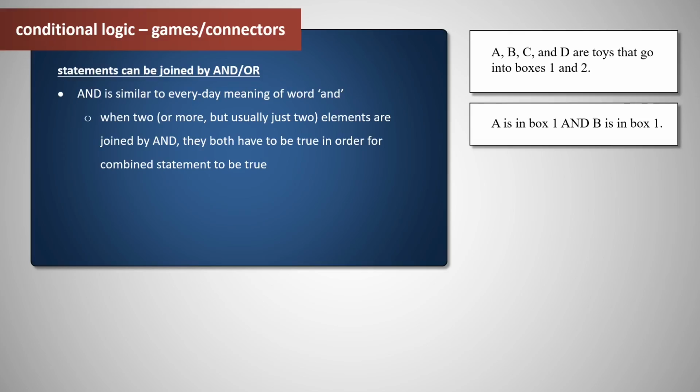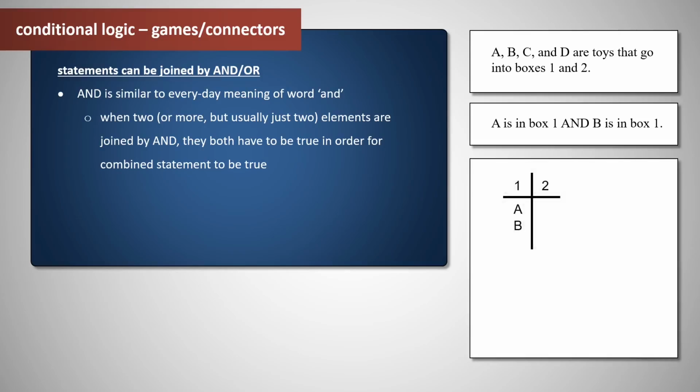So that's what connectors do. They take statements that are either true or false, and then depending on what the connector, and or or in this case, does, it lets you know whether or not the combined statement is true or false. So specifically here, let's say we have a diagram, and then we have A and B over in the one column. So this satisfies our rule, or rather our statement, that A is in box 1 and B is in box 1. These two elements are joined by and, so they both have to be true. It has to be true that A is in box 1 and it has to be true that B is in box 1. That means that this combined statement, A is in box 1 and B is in box 1, is true.